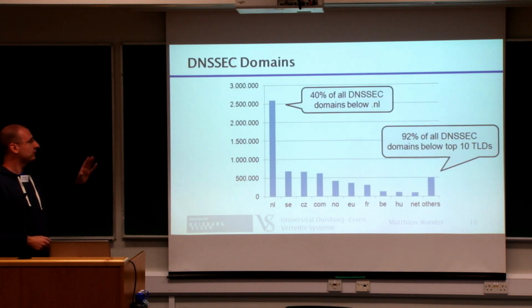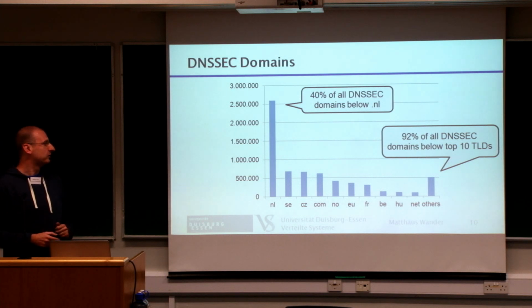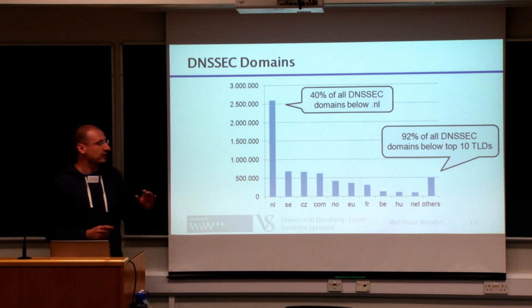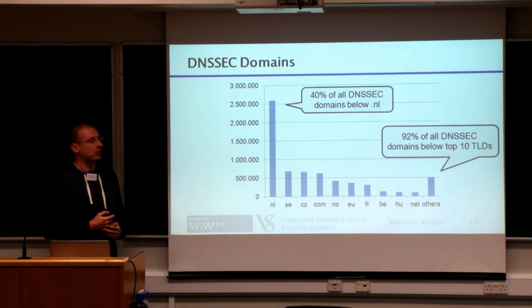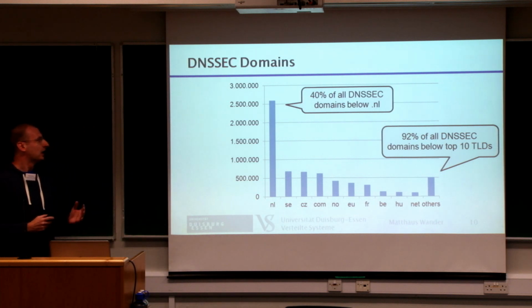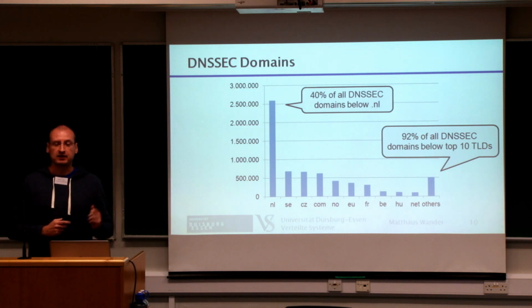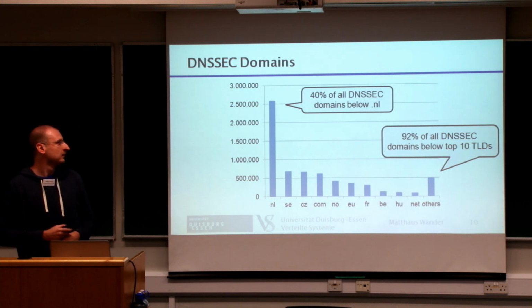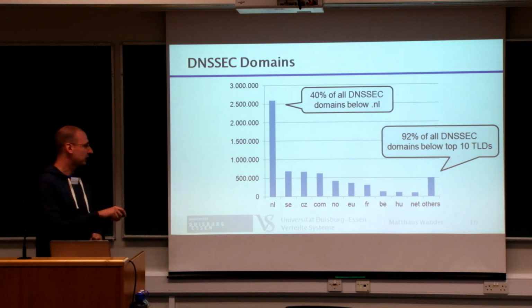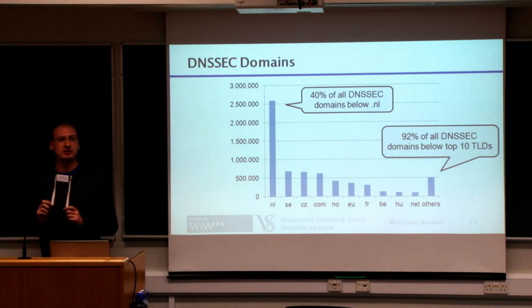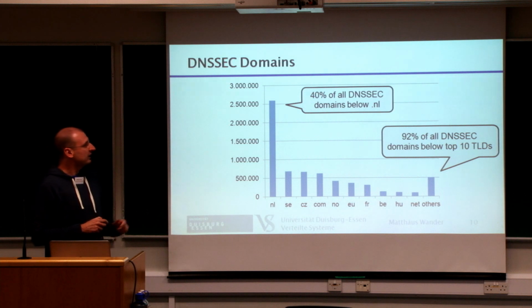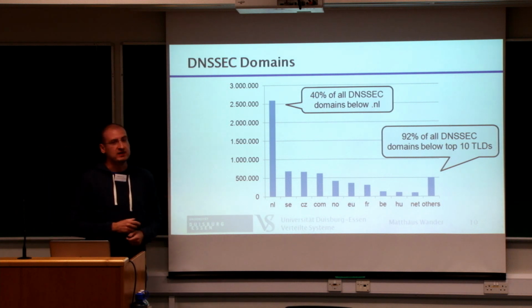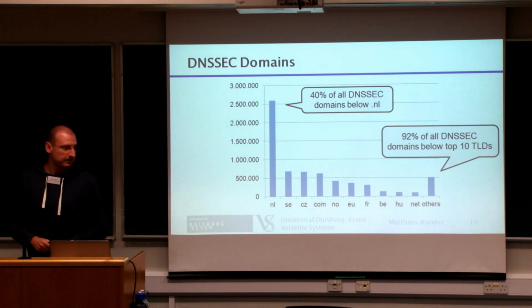Okay, so here's the result after running a zone enumeration over all top-level domains, over 1,400 top-level domains. What you can see is that they are not uniformly distributed, but there is one top-level domain which clearly stands out, and this is .nl, the Netherlands top-level domain. Around 40% of all DNSSEC domains are below .nl. And if we take a look at the top 10 domains, top 10 I mean by counting DNSSEC domains, not by counting all domains, only the signed domains, we will see that 92% of all DNSSEC domains are below the top 10 top-level domains.